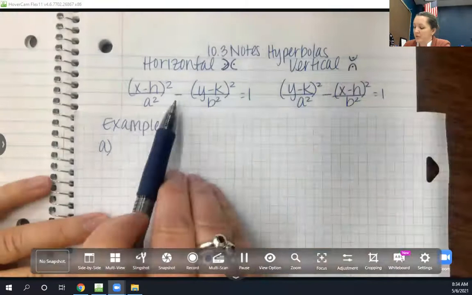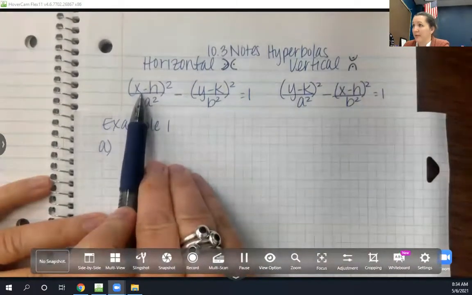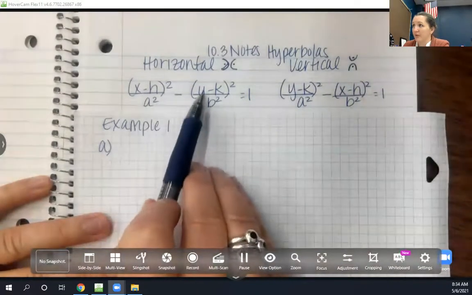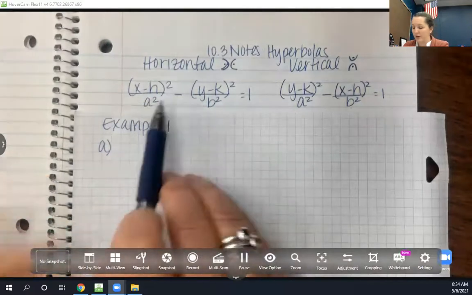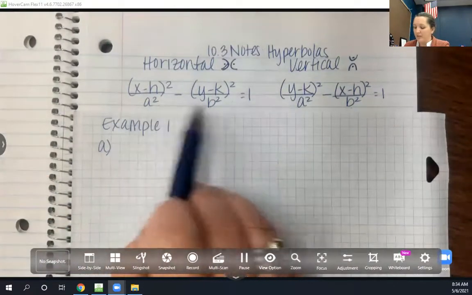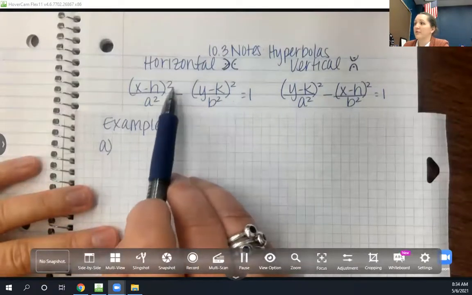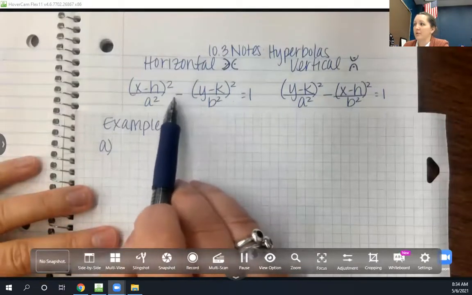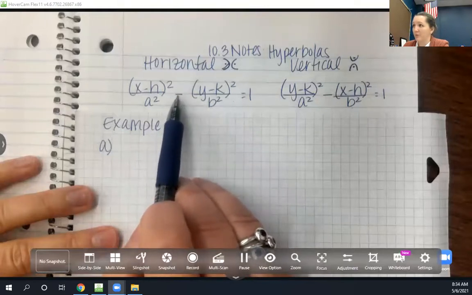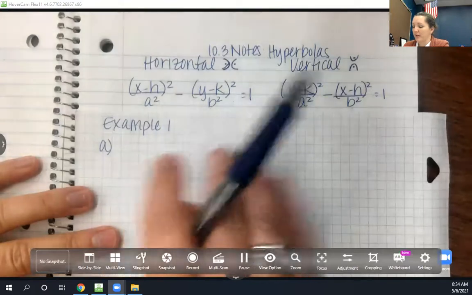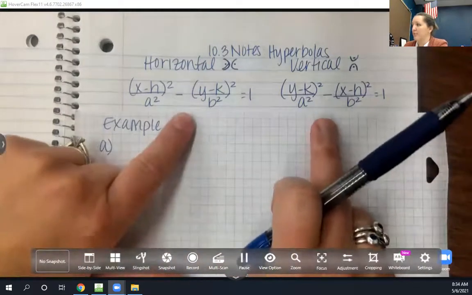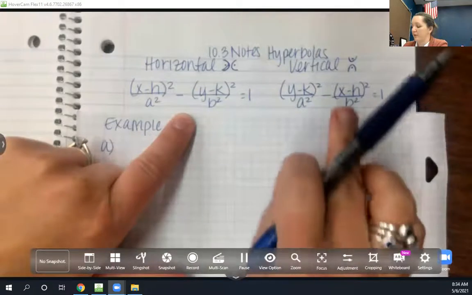So notice that from our ellipse equations, we still have fractions, right? We have two fractions going on, and we have an a and a b. What's different though is that in your ellipse equation, you have a plus sign here. In our hyperbola equation, we have a subtraction sign. Also, it equals 1, right, all the time.